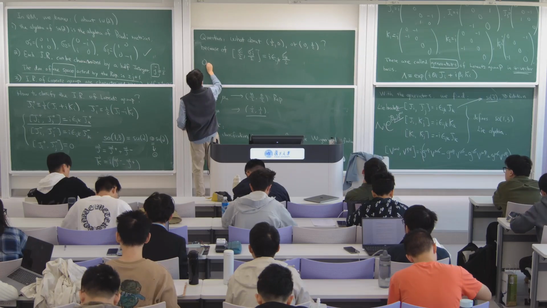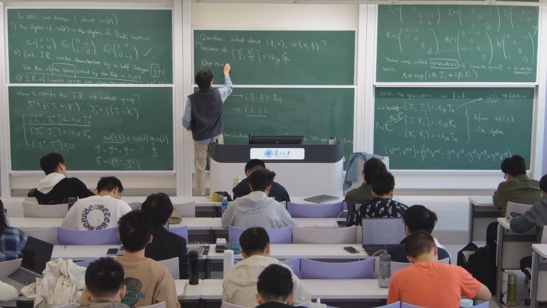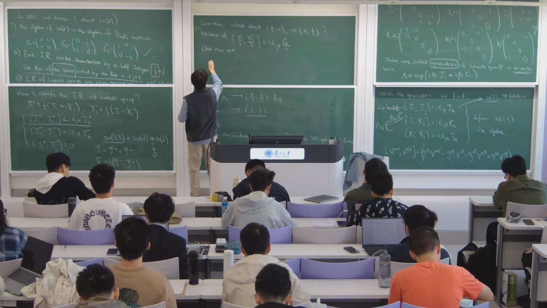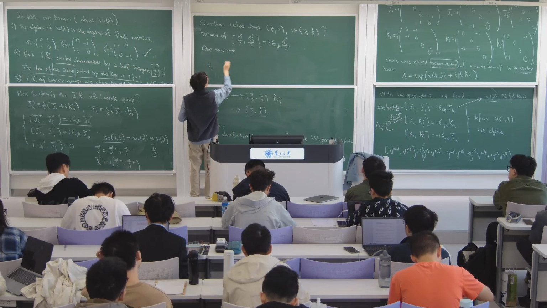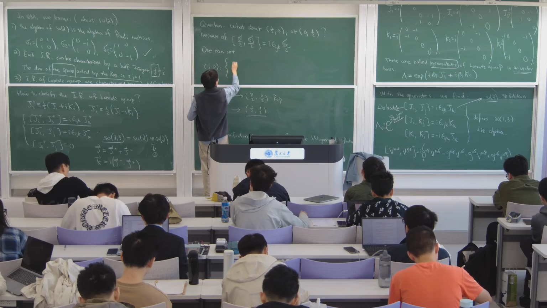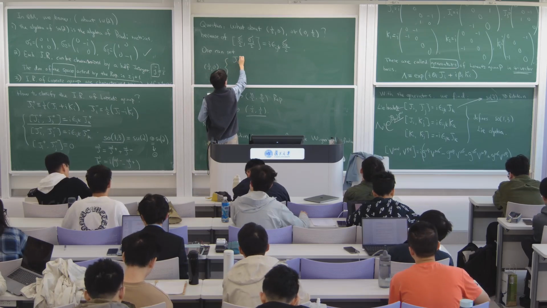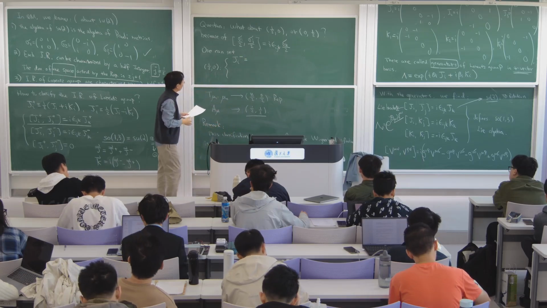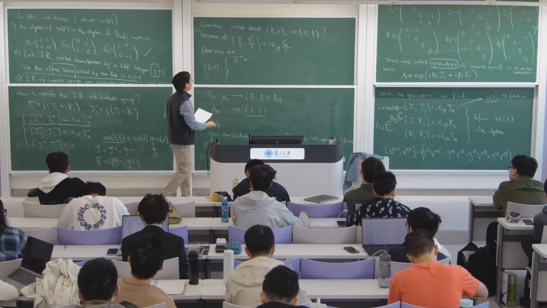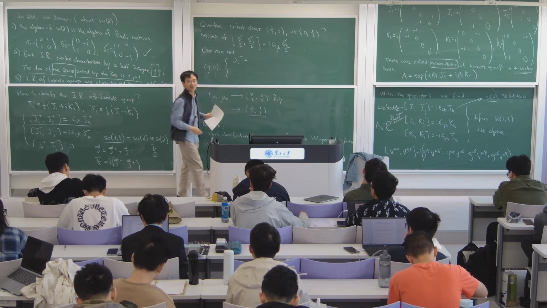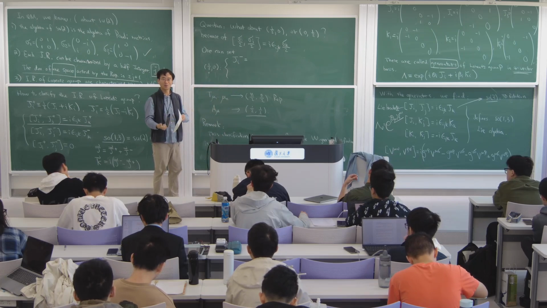One can set, for the (half, zero) representation, one can set J_i minus. Okay. Let's make a choice to say left corresponding to minus, right corresponding to plus.